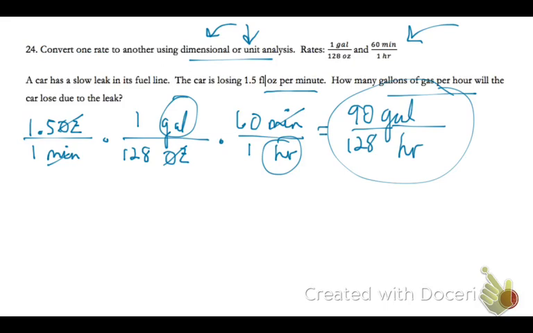Now the very last thing we're going to do is divide out so that we have gallons per 1 hour. So on your calculator, take 90 and divide it by 128. And I'm going to put a little approximately equal to 0.7 gallons per hour. So that leak is not quite losing a gallon per hour, but it's close. So it should be fixed.